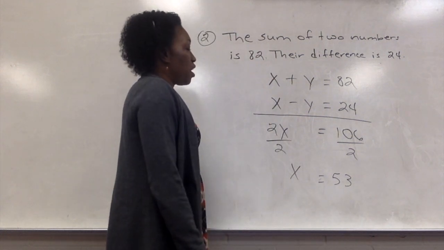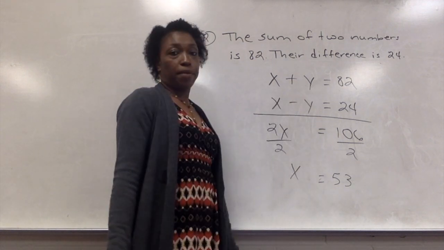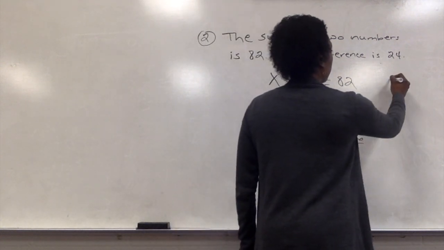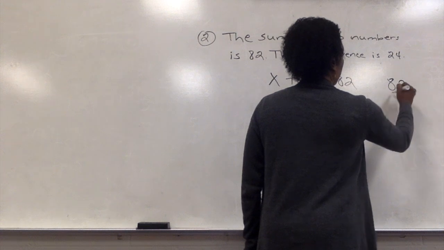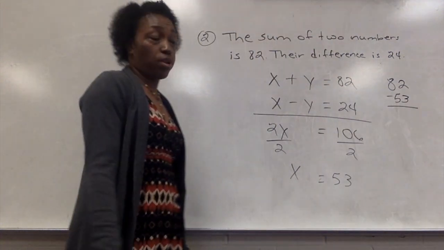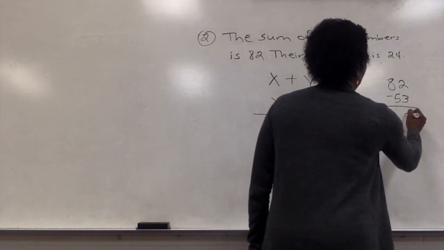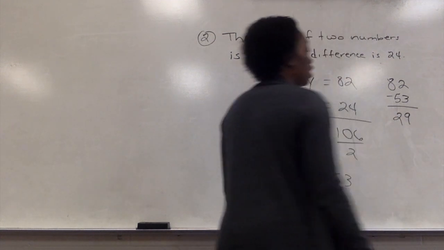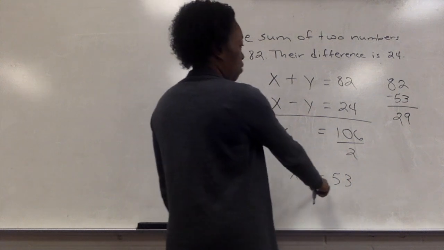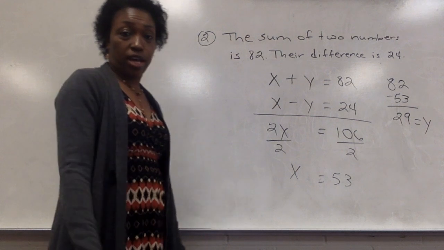Now, if I know 53 is x, I now need to solve for y. So basically what I'm going to do is come here and subtract 53 from 82. And when I subtract 53 from 82, that's going to leave me 29 for y. So x is equal to 53 and y is equal to 29.